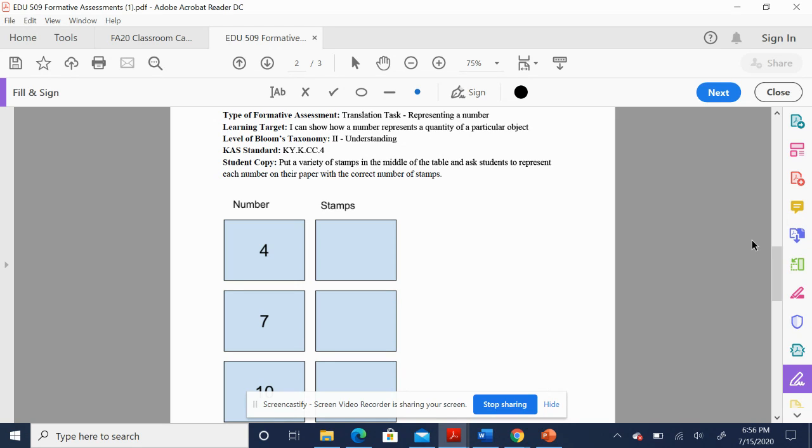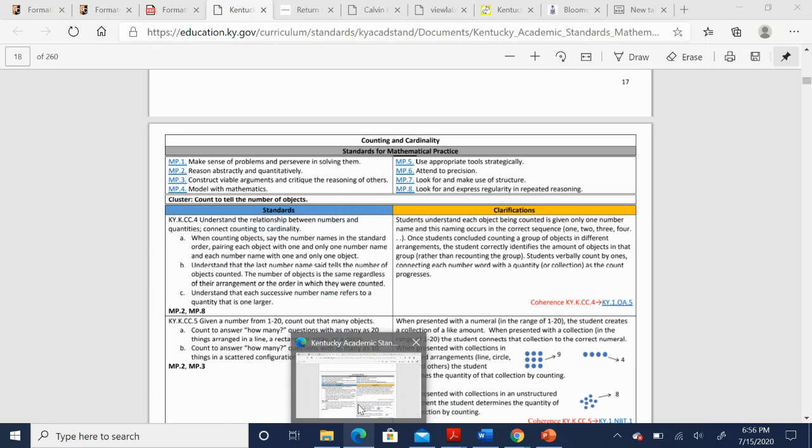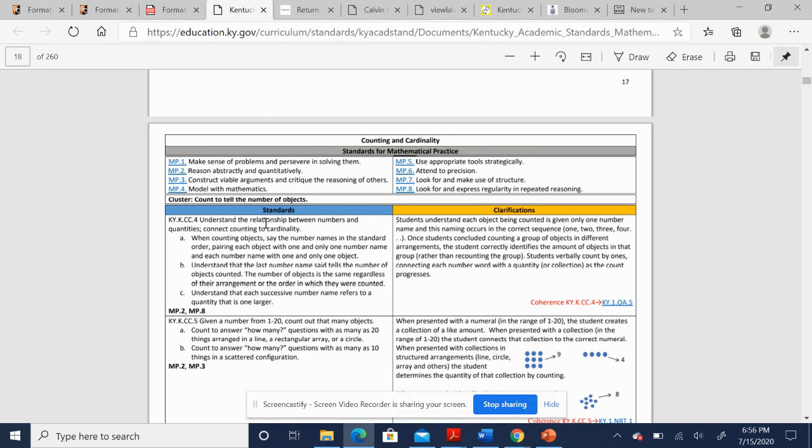KY.K.CC.4. Now, that coding has meaning. KY, of course, means it comes from the Kentucky standards. K means this is a kindergarten standard. CC means from counting and cardinality, which is a domain. Okay. So look here, when I look this up, that standard says understand the relationship between numbers and quantities, connect counting to cardinality.